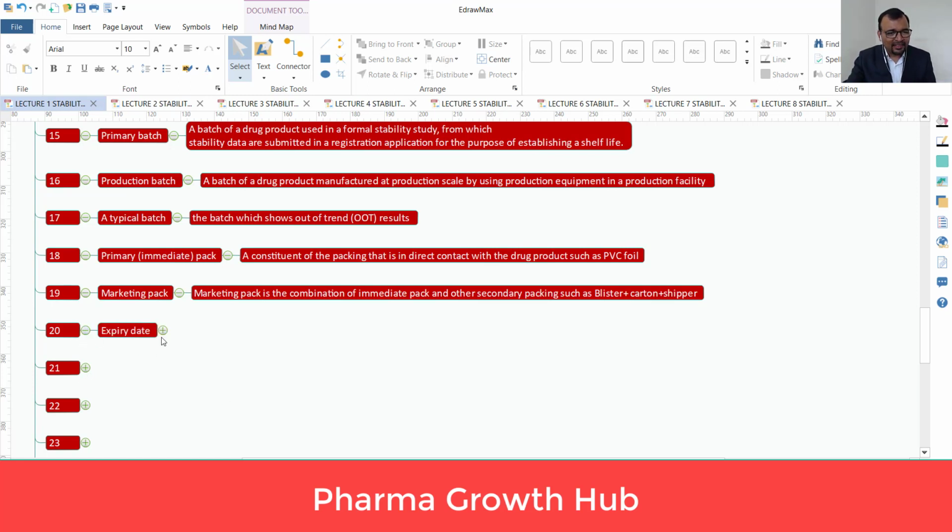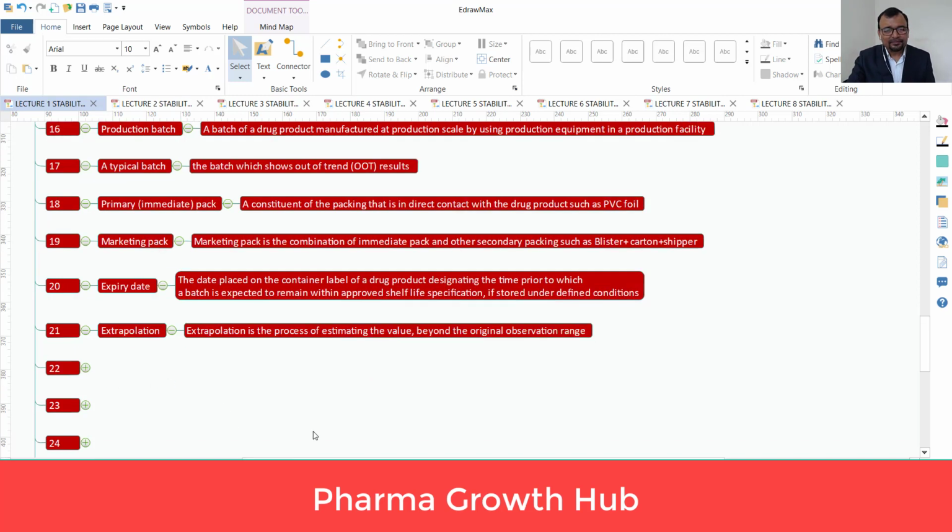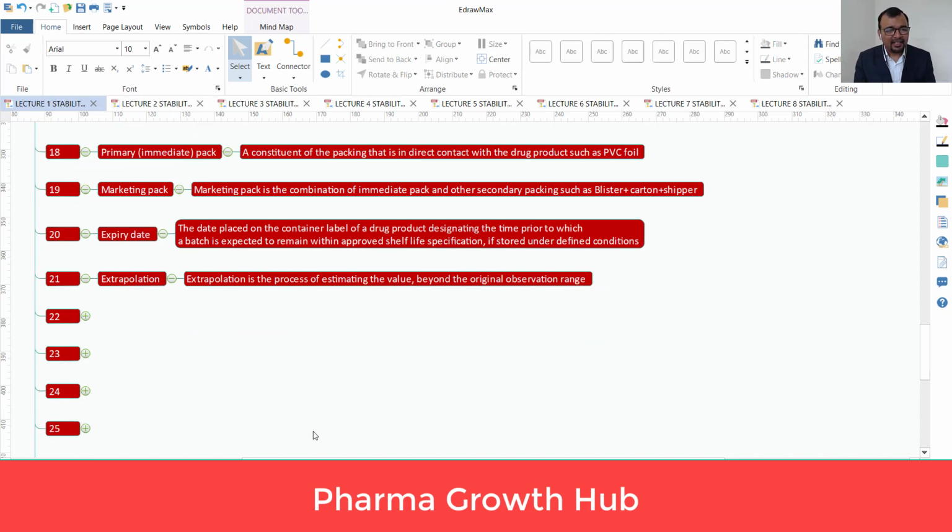The next important point is expiry date. The date placed on the container label of a drug product designating the time prior to which a batch is expected to remain within approved shelf life specification if stored under defined conditions. So very simple. The next is what? Extrapolation, and here is the definition of extrapolation. Extrapolation is the process of estimating the value beyond the original observation range. Now the extrapolation is widely used during the submission of ANDA application.